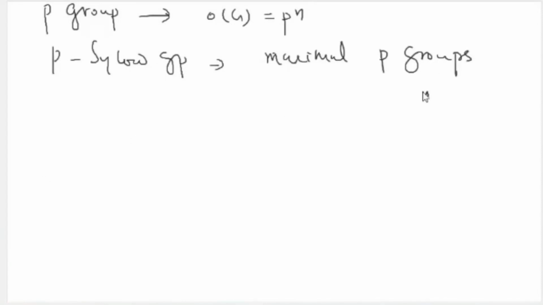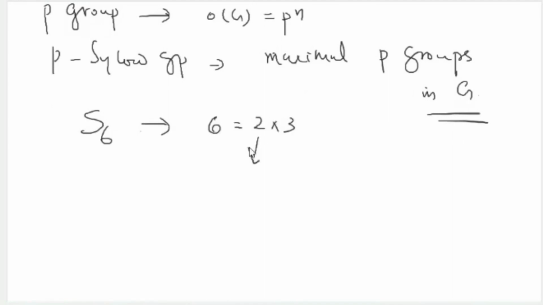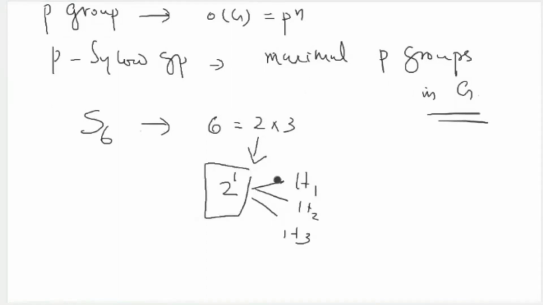Sylow groups are considered inside a group. So in a group, what are the maximum? For example, if I take S3, its order is 6, and that is 2 into 3. So the maximum power of 2 is 2 raised to 1. It has 3 subgroups of order 2, H1, H2, H3. All these 3 are 2-Sylow subgroups of S3.